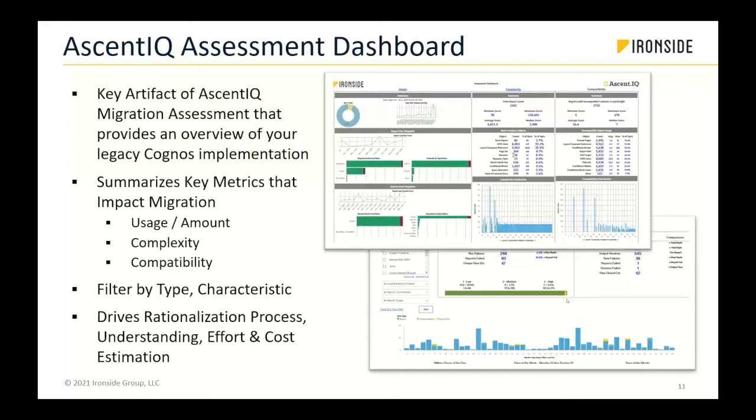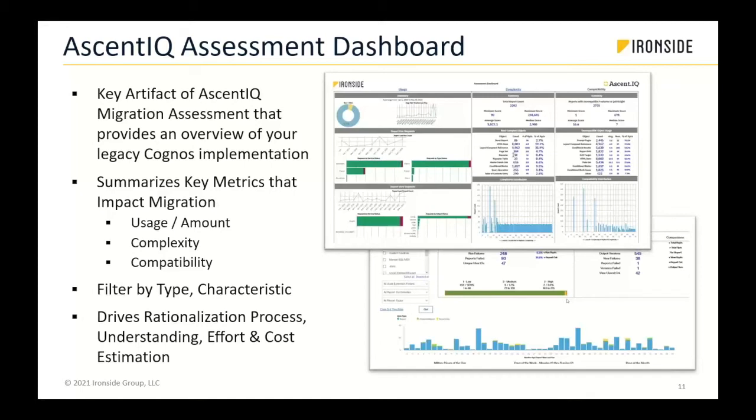So the dashboard provides you an overview of your legacy implementation, and it summarizes the key metrics that we think are critically important for any migration, those being usage amount, complexity, and compatibility. With this dashboard, you have the ability to filter by type and characteristic, and really this is what we leverage to drive the rationalization process and understand the effort and cost of the migration.